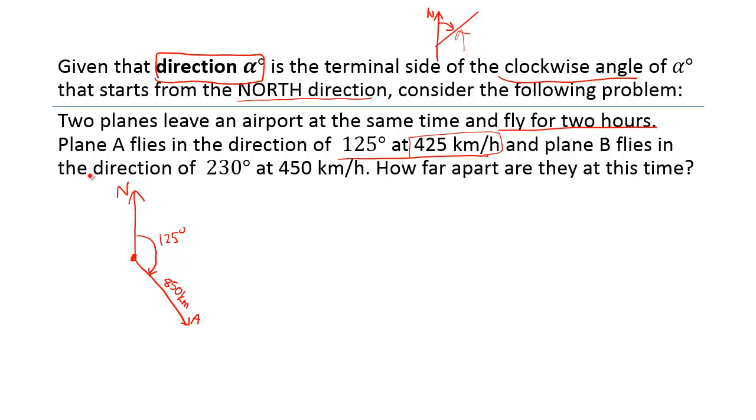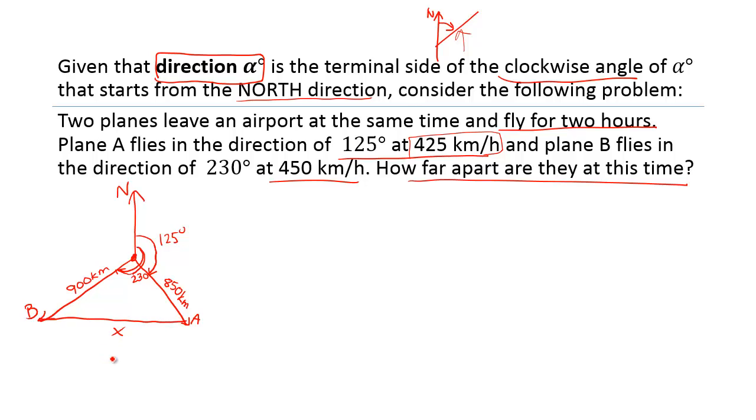And plane B flies the direction of 230. So that's bigger than 180, but less than 270. So it's not quite at the next bit there. So that's 230 for that total angle there. And it flies at that direction 450 kilometers per hour for 2 hours, which is 900 kilometers. And that's plane B. How far apart are they at this time?